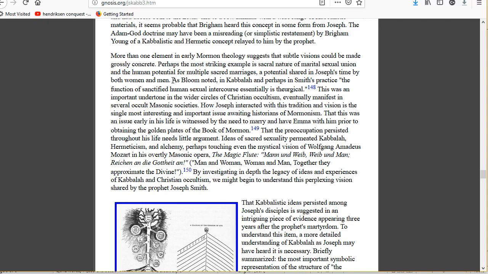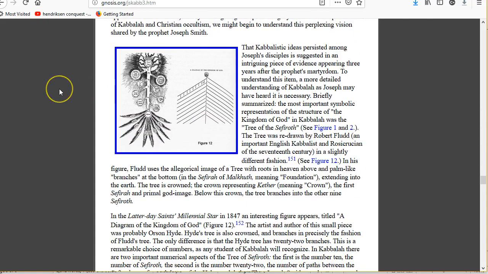Ideas of sacred sexuality permeated Kabbalah, Hermeticism, and alchemy, perhaps touching even the mystical vision of Wolfgang Amadeus Mozart in his overtly Masonic opera, The Magic Flute. Quote, Mann und Weib, Weib und Mann reichen an die Gottheit an, or man and woman, woman and man, together they approximate the divine. By investigating in depth the legacy of ideas and experiences of Kabbalah and Christian occultism, we might begin to understand this perplexing vision shared by the prophet Joseph Smith.